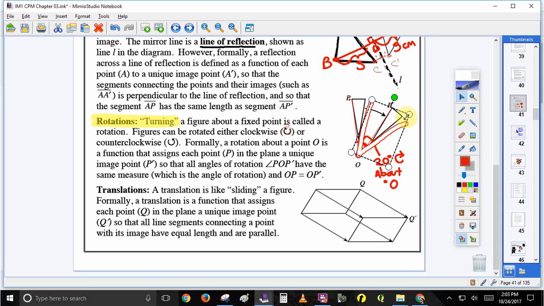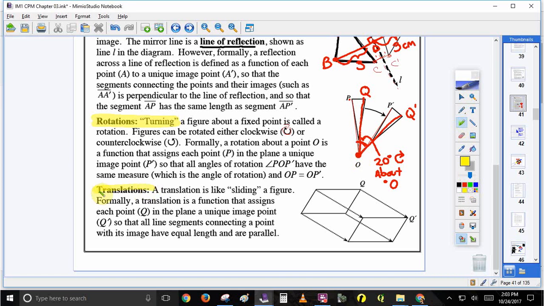So this other point, that's sort of close, I want to be Q, so this could be Q and this could be Q prime. That's also rotated 20 degrees. That angle of rotation is the same for all the points in the figure. So it's still being rotated 20 degrees around point O. You can think of that sort of like a fan blade, where the point of rotation is the center of the fan blade. All right, last one we're going to talk about are translations.